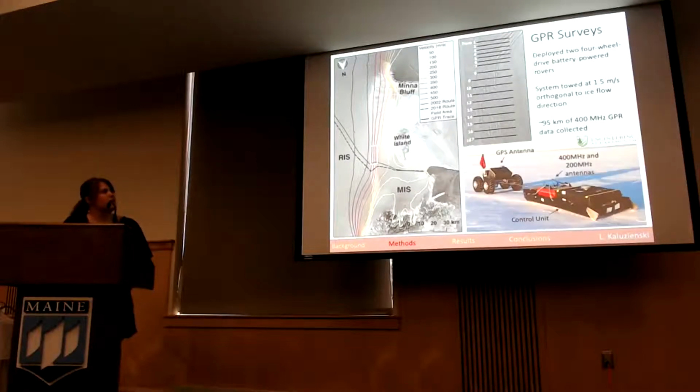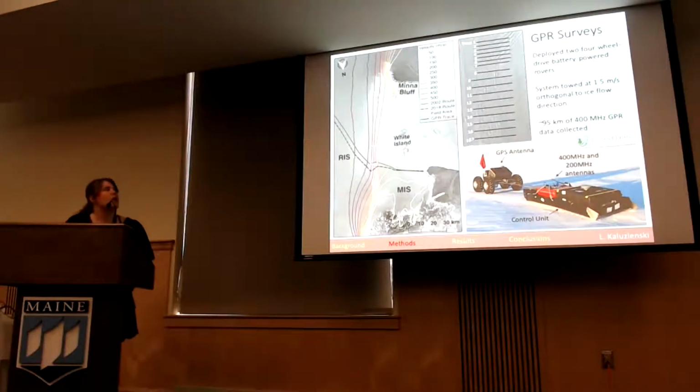The way we did this is we deployed two four-wheel drive battery-powered rovers. These were designed by the Thayer School of Engineering specifically to tow our GPR units back and forth across the shear zone in a safe manner. Using this method, we were able to collect up to 100 kilometers of high-resolution ground-penetrating radar data.